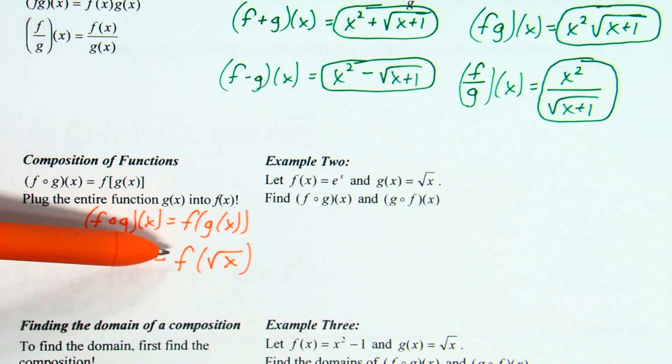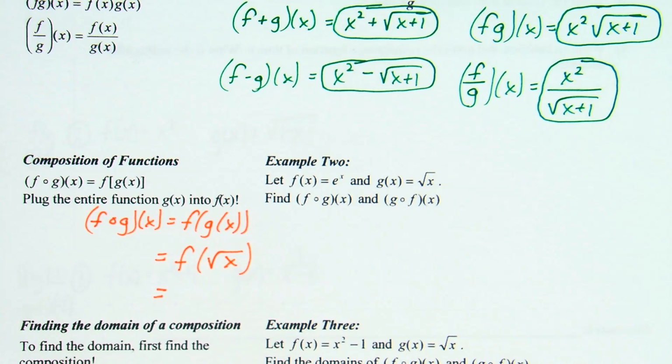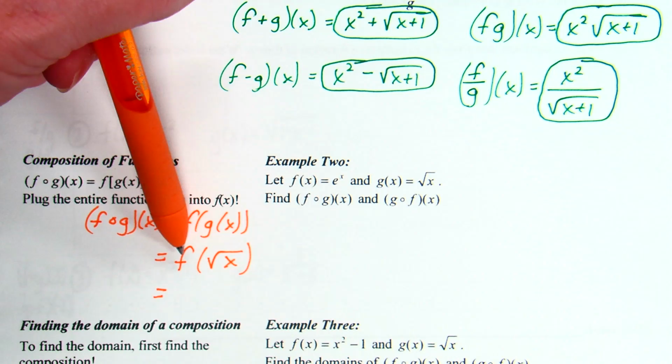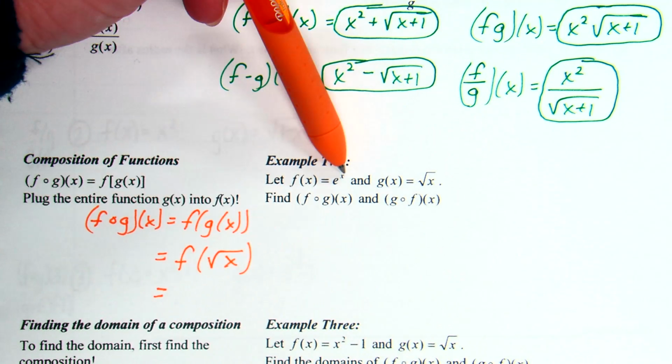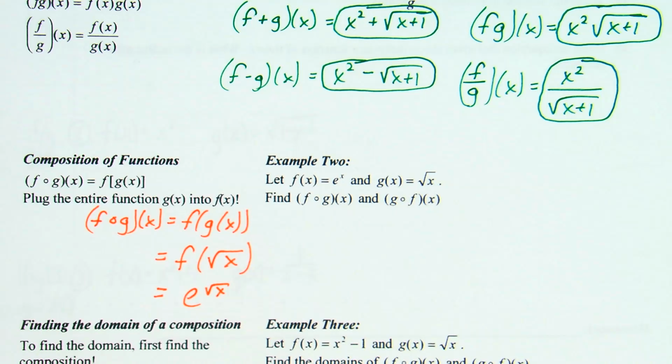Thoughts on how that's going to work? Every place I see an x in f, I'm going to replace it with the square root of x. So f, instead of being e to the x, is going to be e to the square root of x. And that's it right there. Questions on how I did that?